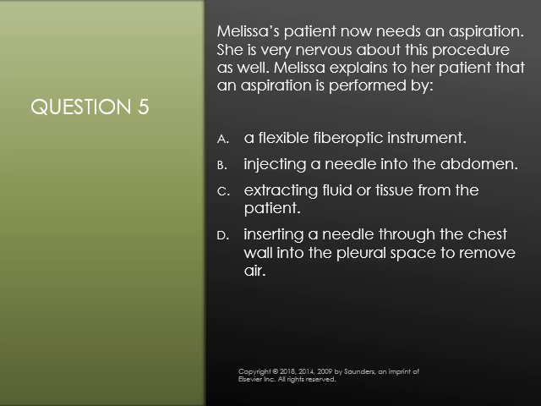What is an aspiration? So aspiration is C. Extracting fluid or tissue from the patient. Endoscopic examinations are performed using a flexible fiber optic instrument. A paracentesis is performed by injecting a needle into the abdomen and removing fluid. And a thoracentesis is performed by inserting a needle through the chest to remove air. Please remember and familiarize yourself with these various types of aspiration techniques.